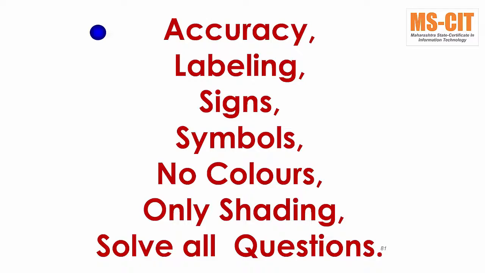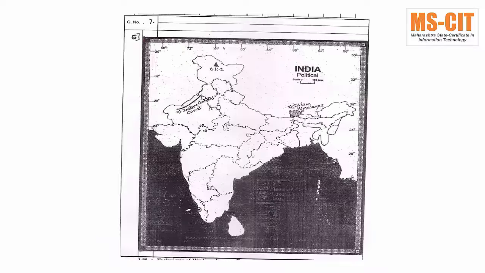Map filling. In map filling, accuracy must be there, proper labeling using proper signs and symbols. Don't use any colors, only shading is allowed, and solve all questions. Fill the map in this way.